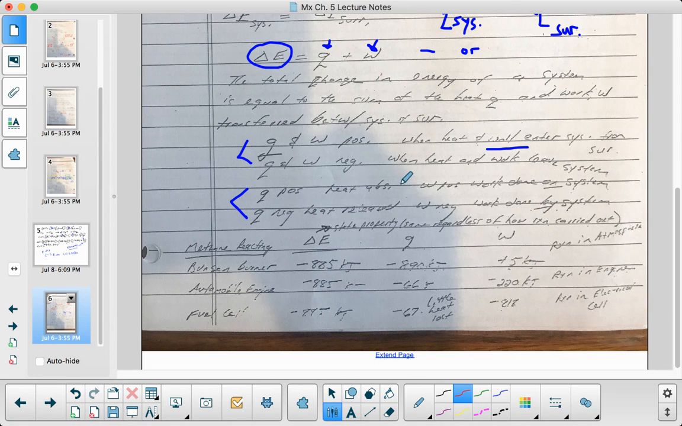Q is positive when heat is absorbed. Q is negative when heat is released. So that's the end of that chapter.